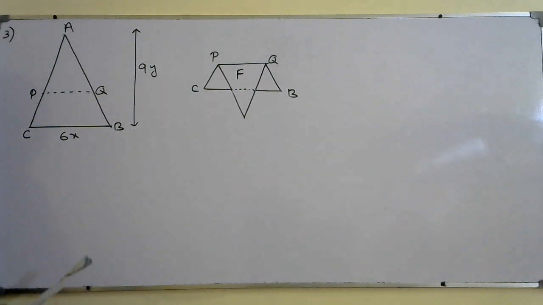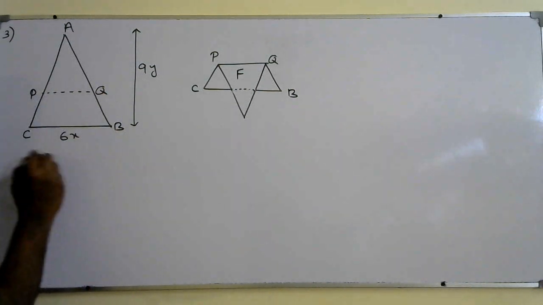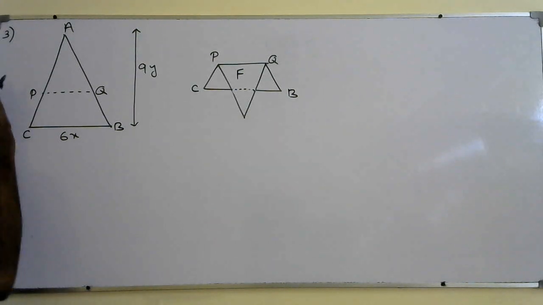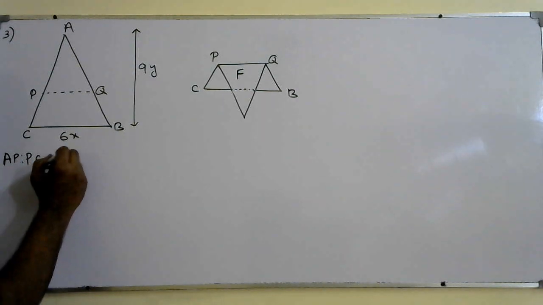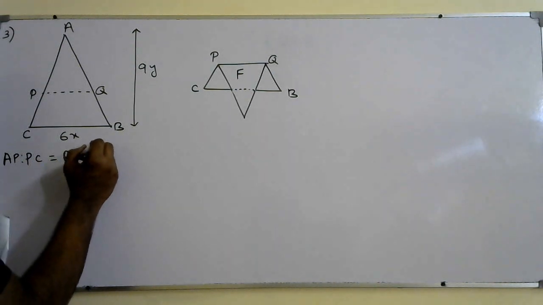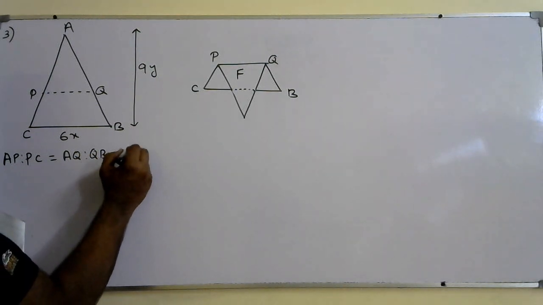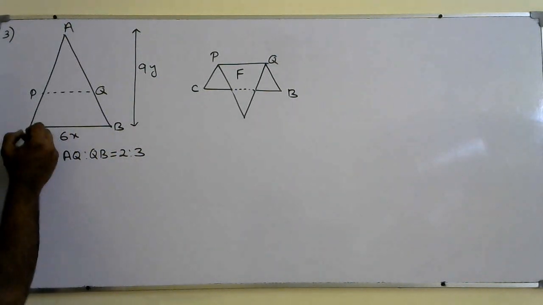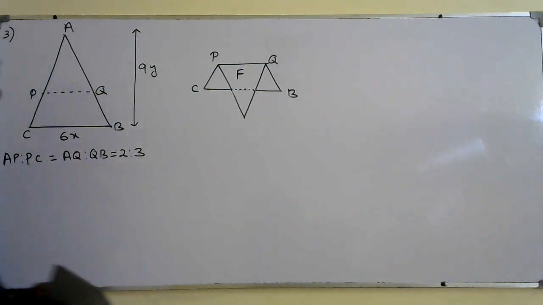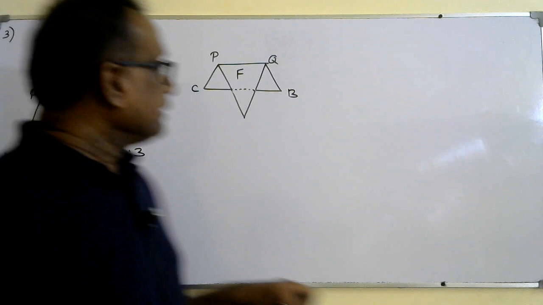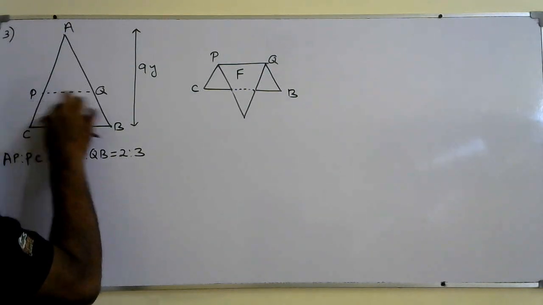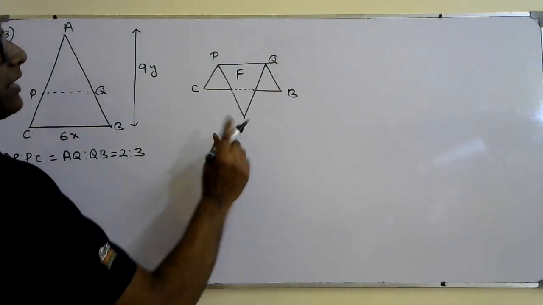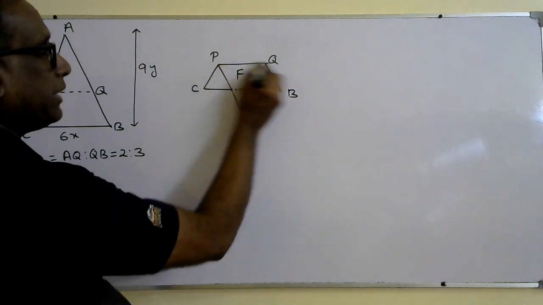Okay, question number 3. This diagram is given, and it also says that PQ is parallel to BC, AP to PC, AQ to QB is 2 is to 3, and also AC equals AB. What they are doing is folding it. The triangle is folded using PQ, and this shape is obtained. We have to find the center of mass of this shape from PQ.